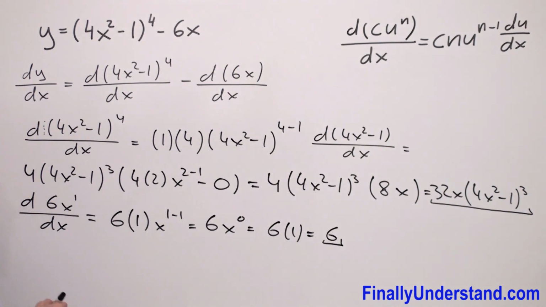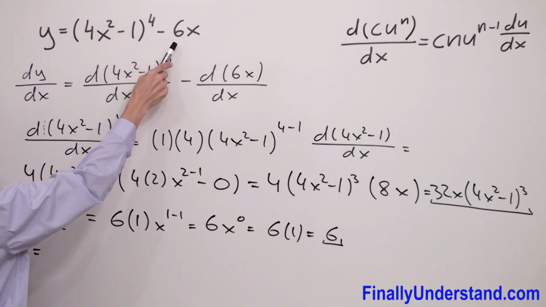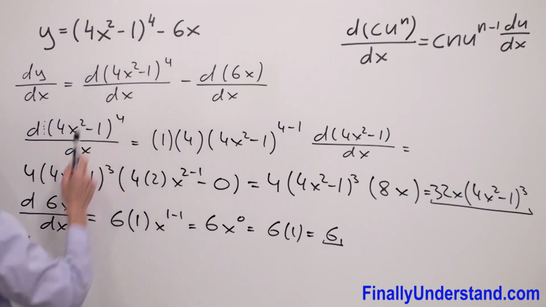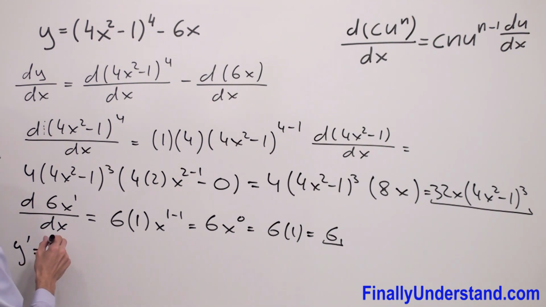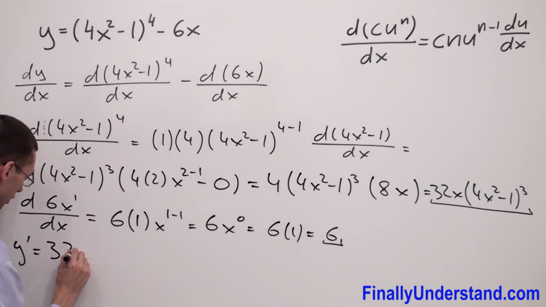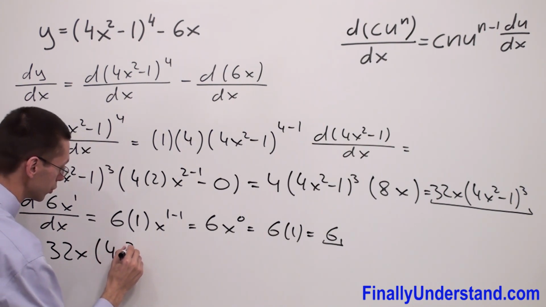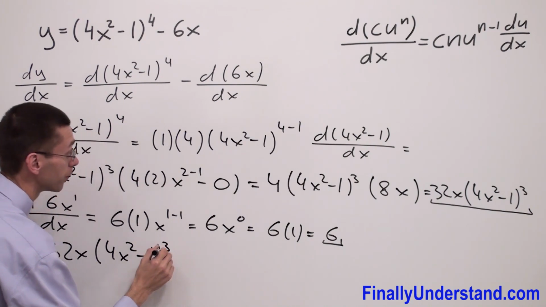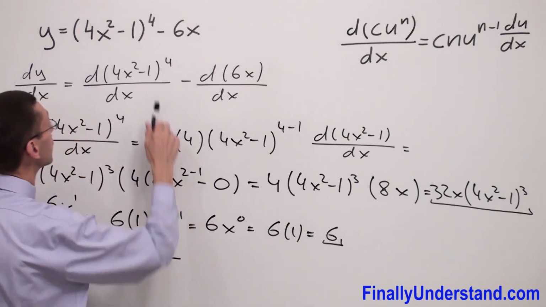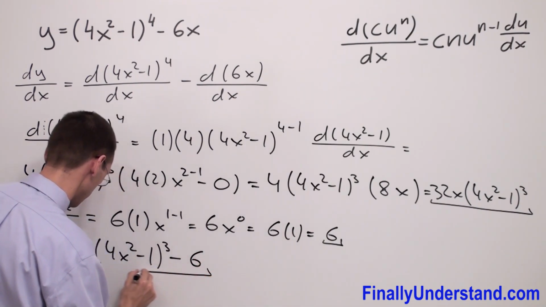Okay? So now we can write that the derivative of the given function is equal to the derivative of the composite function minus the derivative of the linear function, in this case 6x. So the derivative of my composite function is 32x times (4x squared minus 1) to the third power, minus 6. Okay, and this is the solution to my problem.